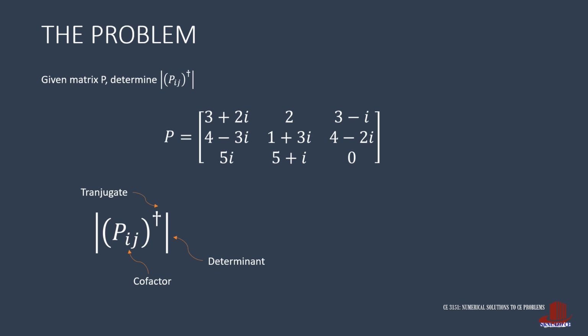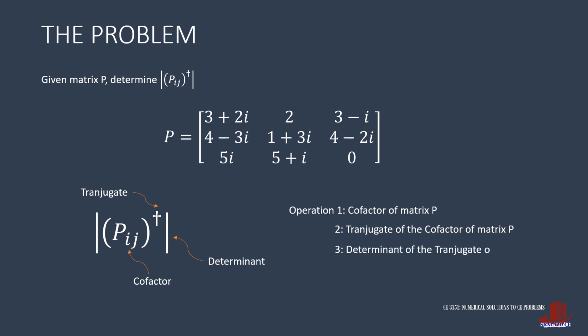The order of operations for this example starts with cofactor of matrix P. Then, take the tranjugate of the cofactor of matrix P. And last is the determinant of the tranjugate of the cofactor of matrix P.